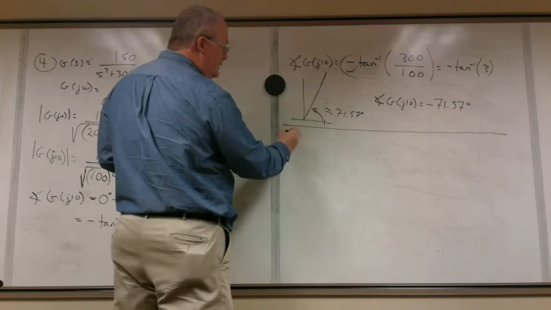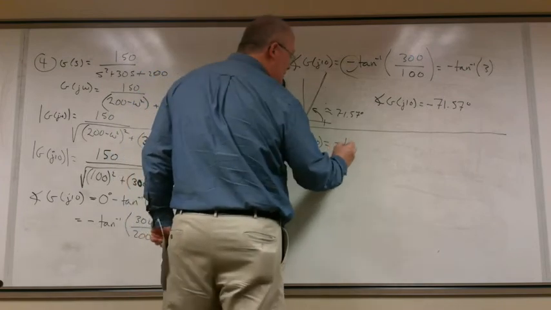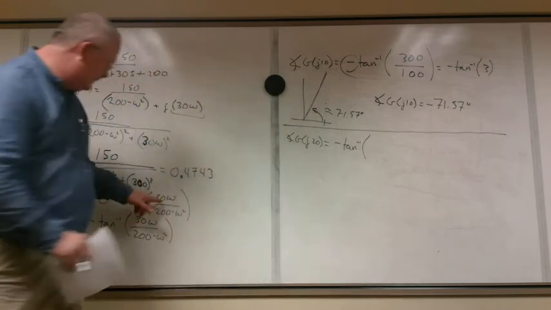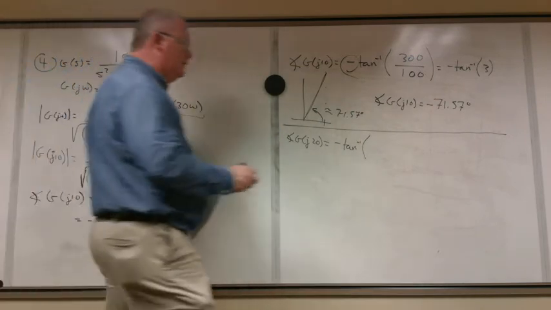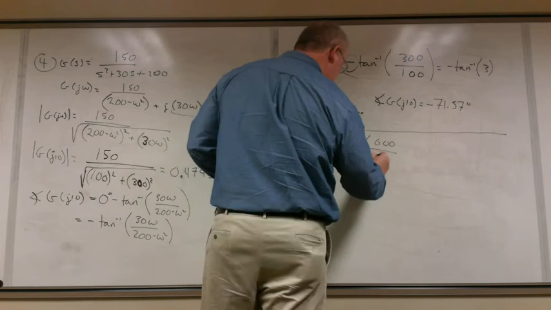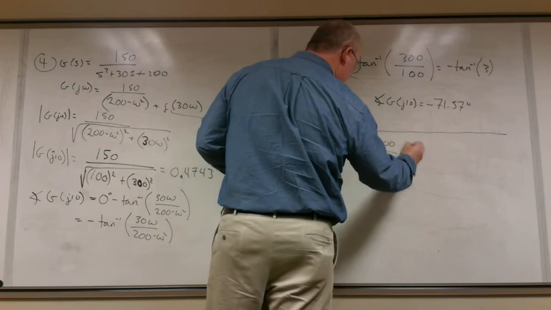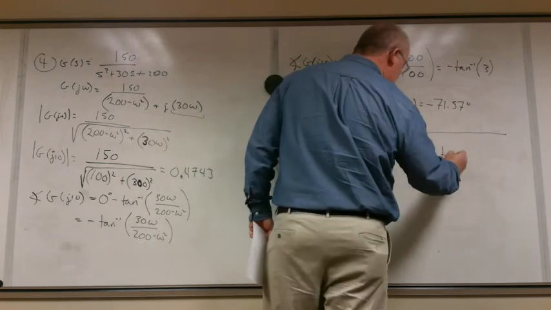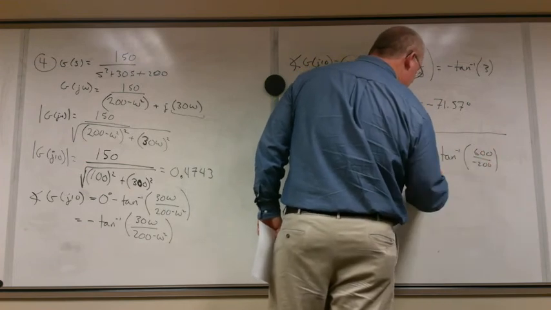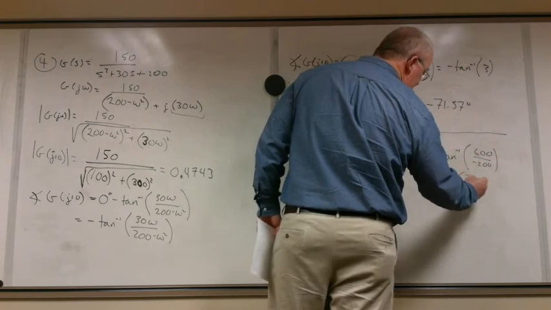Now, just to hammer home that point about the phase angles when we go beyond negative 90 degrees, the angle of G of j20 is going to be equal to minus the inverse tangent of, the numerator is 30 times omega. 30 times 20 gives us 600, divided by 200 minus 20 squared. 20 squared is 400. That is minus the inverse tangent of 600 over minus 200, which is minus the inverse tangent of 3 over negative 1.